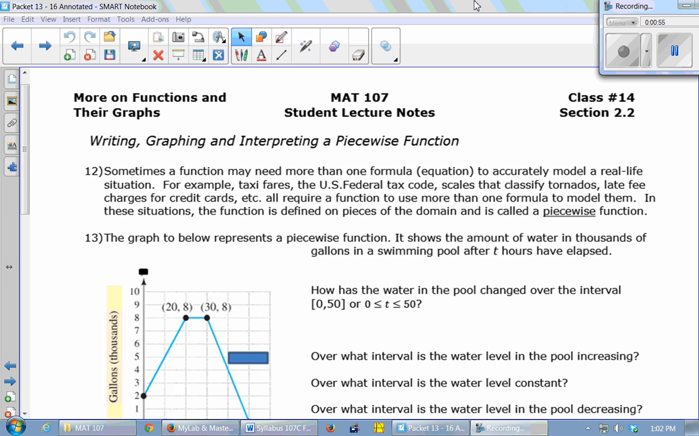Scales that classify tornadoes or late fee charges for credit cards all require a function that uses more than one formula to model it. So in these situations, the function is defined on pieces of the domain. That's why we call it a piecewise function. You break up the domain into pieces, and you have a different formula for each piece of the domain.